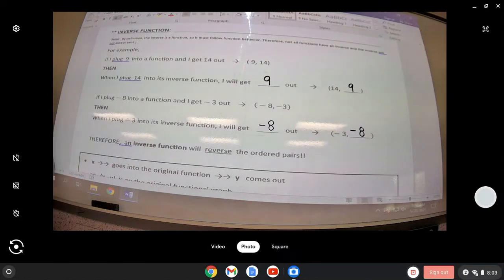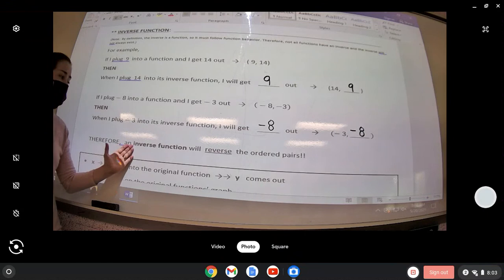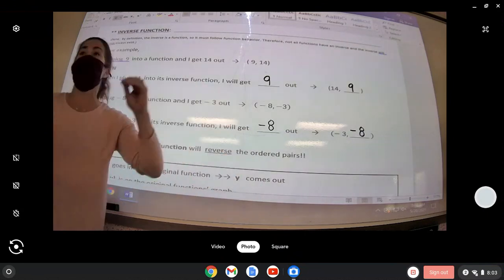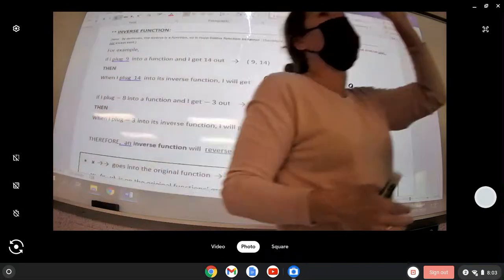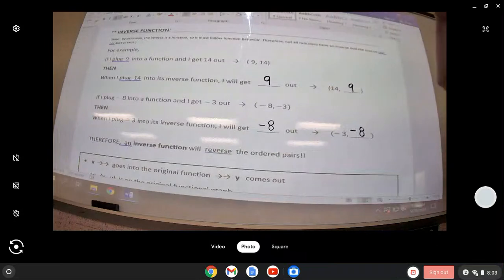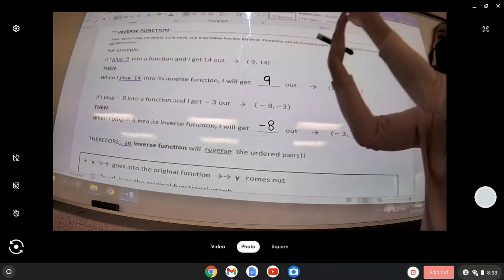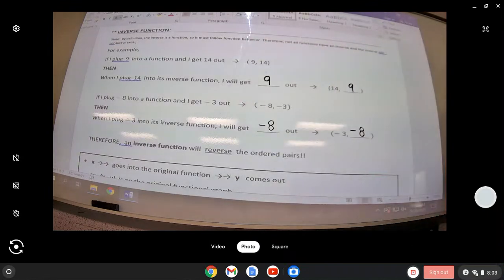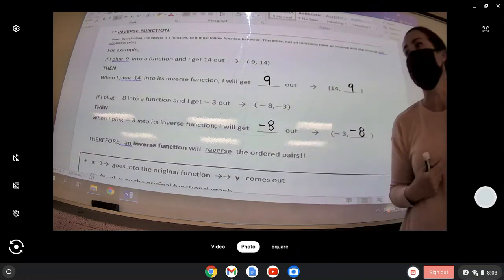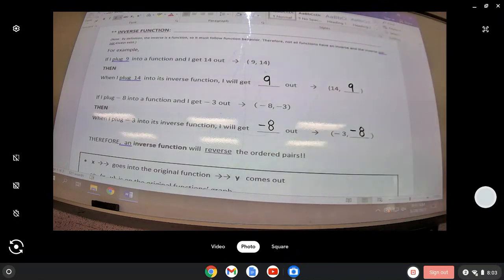So therefore, when you look at it from an ordered pair standpoint, the inverse function is going to reverse all the ordered pairs. All of the original x's become the y's on the inverse. All of the original y's become the x's of the inverse. It just switches the order of the ordered pair to do that undoing, if you will, okay? All right, so I put some important notes in this box down here.